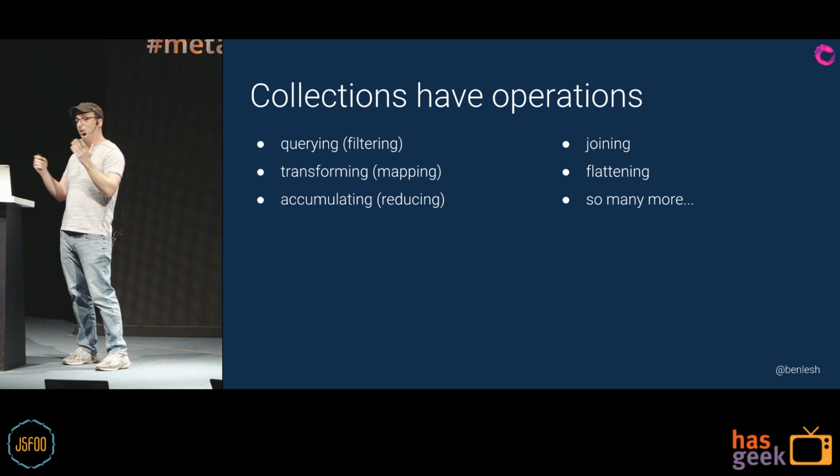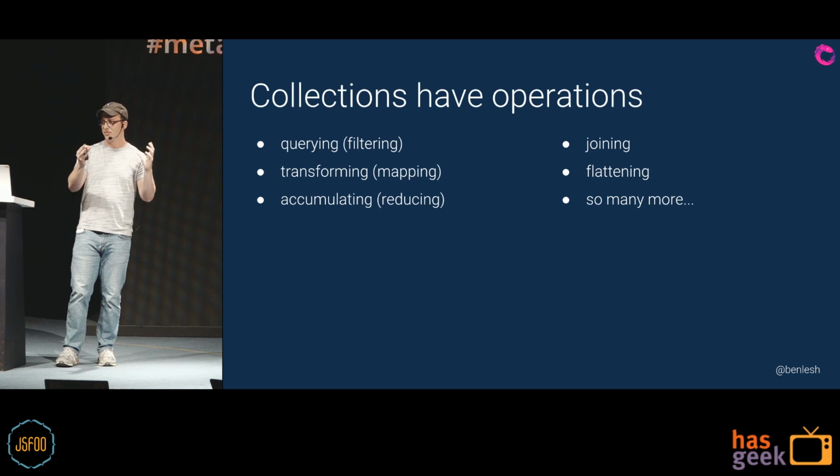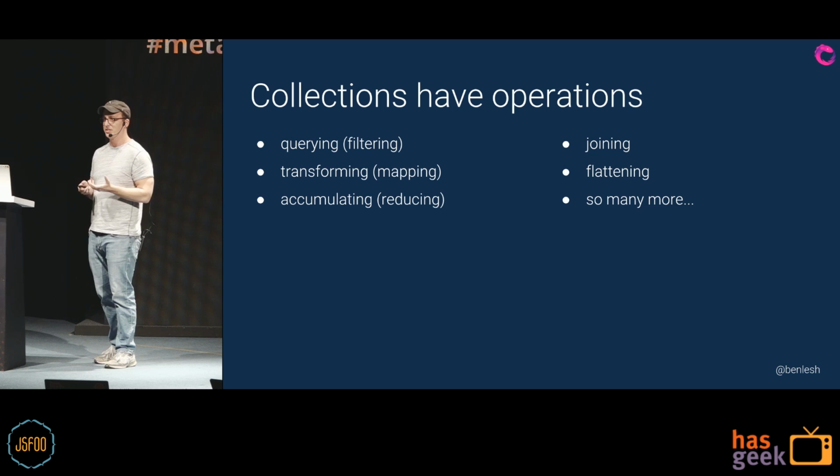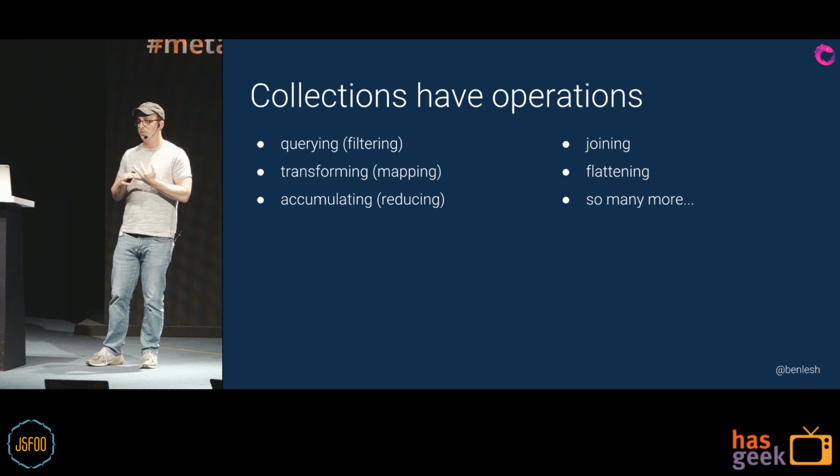There's lots of different things. Or flattened. Flattened would be like if you have an array of arrays, you can make it just into an array, right? So these are various things you can do with collections. And it's not a property of an array. It's not a property of observables. It's a property of having a collection of things.